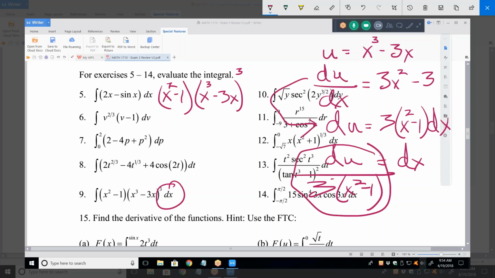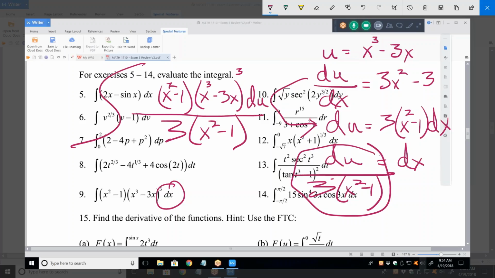If I'm going to turn this into an integral in u, then I've got to get rid of all my x's. Well, what is dx? Dx is du all over 3 times x squared minus 1. Now notice what happens. All of the x's disappear. These x's cancel. This is actually u, so I have an integral of u to the third over 3 du. So I've turned that entire integral that was in x into an integral in u that is very easy to do.